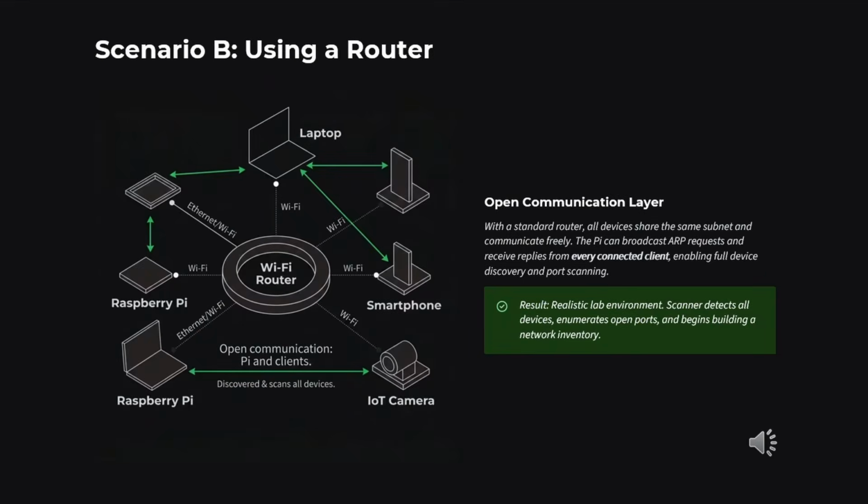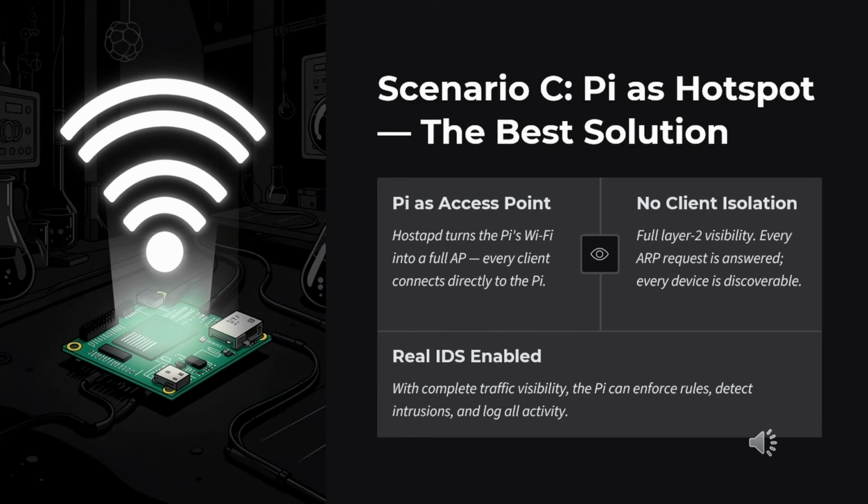In a router-based network, all devices are in the same subnet. This allows the Raspberry Pi to detect devices, scan ports, and analyze traffic. So the system works properly in this setup. The best solution is using Raspberry Pi as a hotspot. Here all the devices connect directly to the Pi. There is no isolation, so full visibility is achieved. This allows real-time intrusion detection and monitoring.